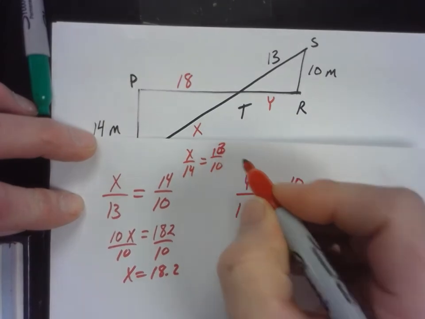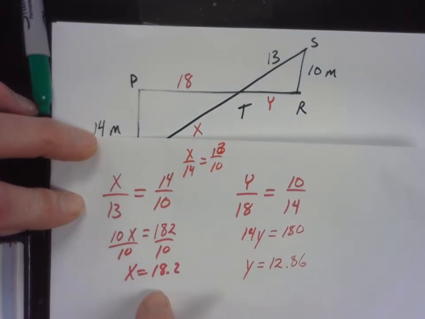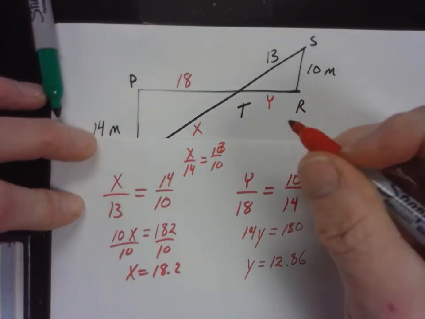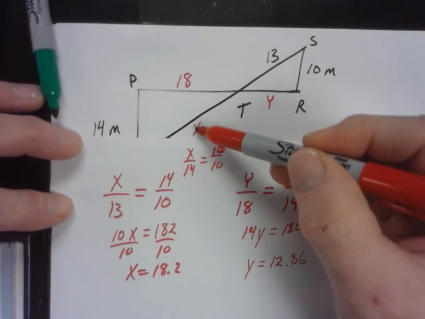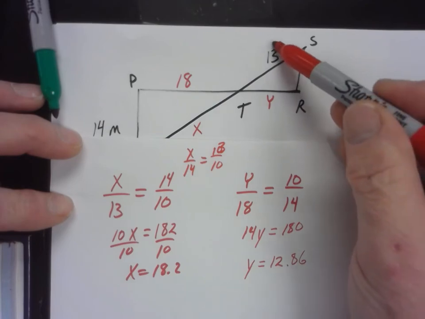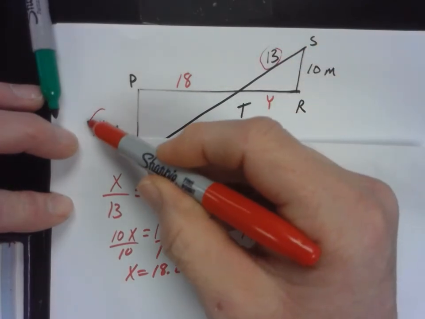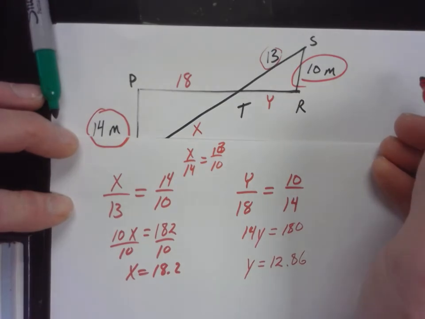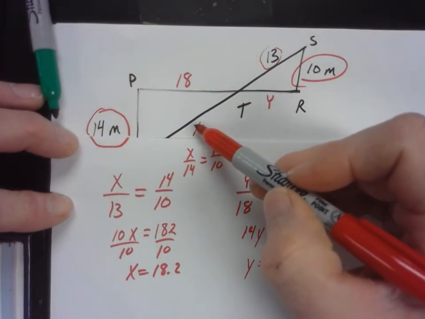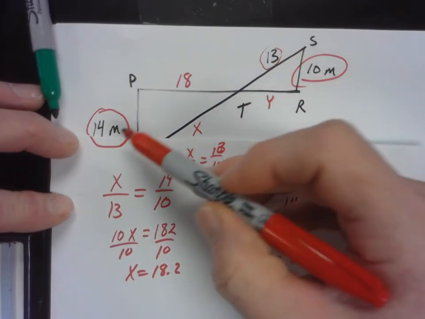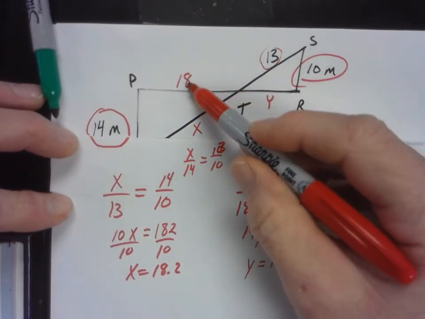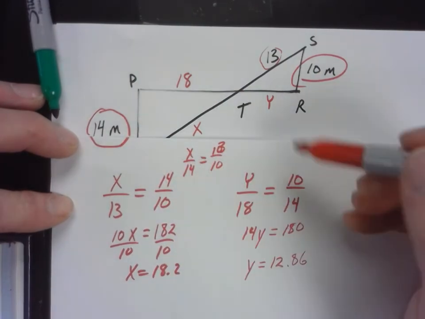13 over 10. That'd still work, wouldn't it? So I'm always going to start with what I'm looking for over the side that corresponds to it, and of course, this is my key again. The 14 and the 10, they're the key, aren't they? So I'm going to be consistent. If I start with the big triangle, x over 13, then I'm going to say 14 over 10. If I start with the little triangle, y over 18, then I want to say 10 over 14. Does that make sense?